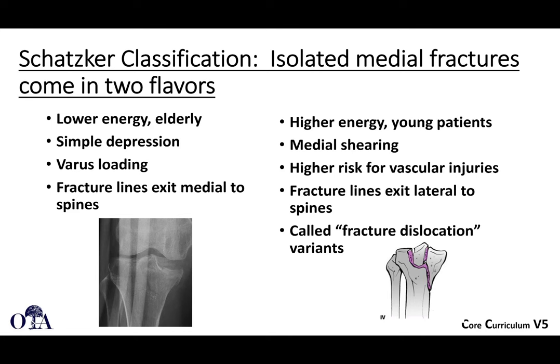Medial plateau fractures, you sort of see in these two flavors. So you have lower energy elderly patients with a simple depression from a varus injury. You don't see these, or I certainly don't see these, quite that commonly. And then you have these higher energy injuries as seen on the right. Frequently there's some shearing, there's a higher risk for vascular injury. Sometimes you will get this so-called fracture dislocation. And as I pointed out earlier, a lot of these fractures exit all the way lateral to the tibial spine. We'll see some examples of that.